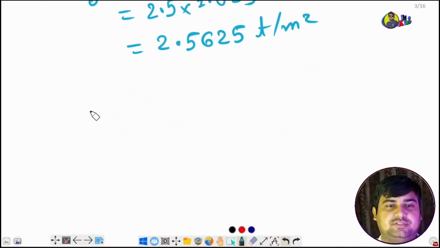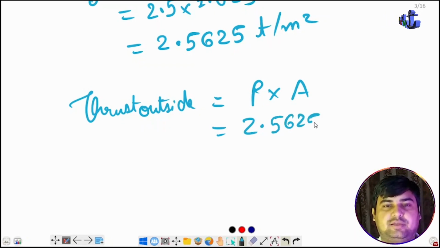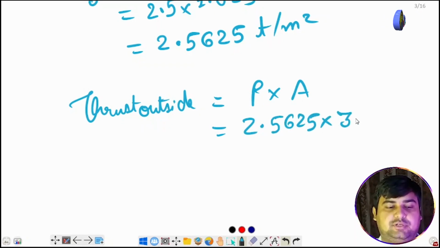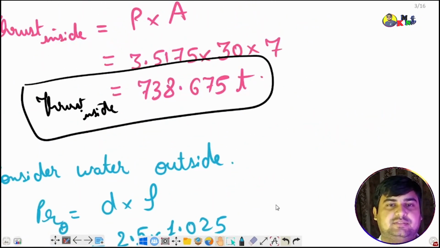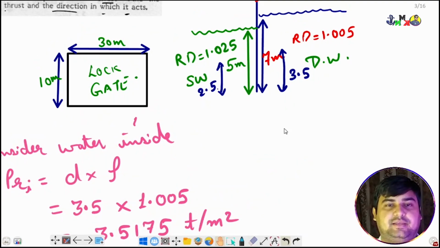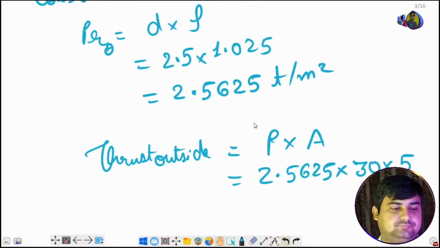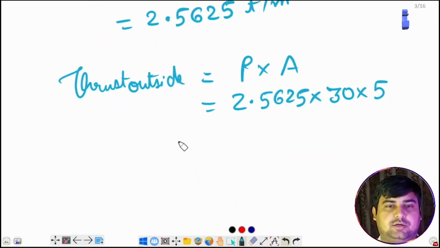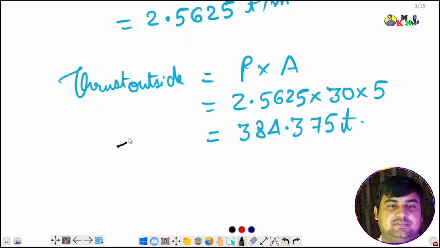Now we will find out the thrust. Thrust outside will be equal to pressure into area. So pressure is 2.5625. Area is equal to 30 into how much is the height of water? That is 5 meters. You can see from the diagram that this is the width of the lock gate and the height till which water is filled is 5 meters outside. So outside thrust will be equal to 384.375 tons. So this is thrust outside.